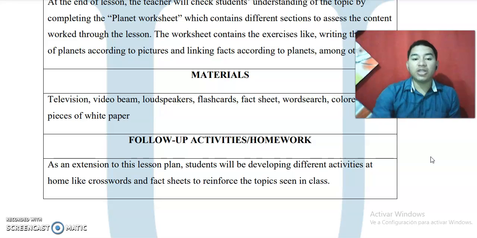So as an extension to this lesson plan, the teacher can assign follow-up activities or homework, in which the students are going to develop different activities at home, like crosswords and fact sheets, in order to reinforce the knowledge and the information that they have revised so far.